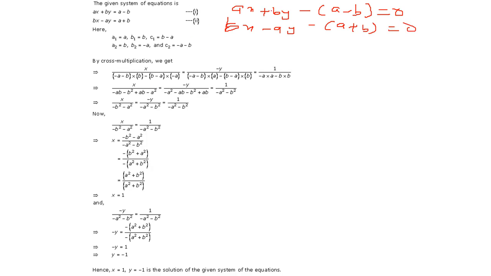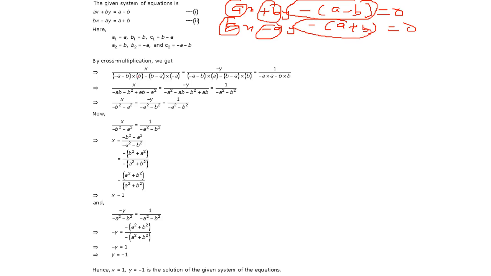Ax plus by equal to a minus b. Now this is in the standard form only, so we don't have to do anything. Ax plus by, bring it here, minus a minus b, like this. Or you can also say minus a plus b. Here bx minus ay minus a plus b equal to 0. So what are the cases? This is a1, a2, b1, b2, c1 and c2.